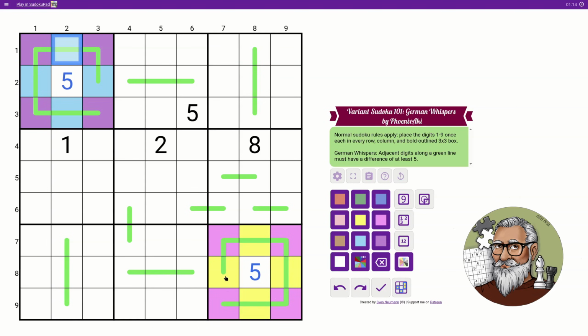Now, as we said, 6 and 4 cannot be in the middle, so these have to be from 6, 4, right? And if these are from 6, 4, then these are from 1, 9. One of these is 6 and it requires a 1 next to it, and the other is 4 and requires a 9 next to it.